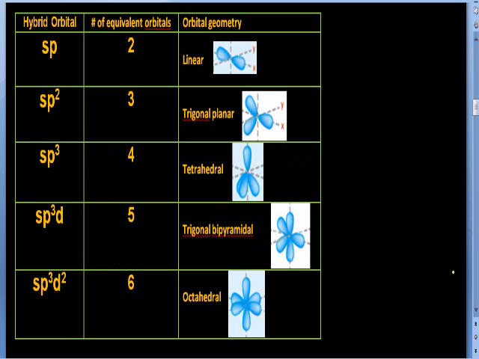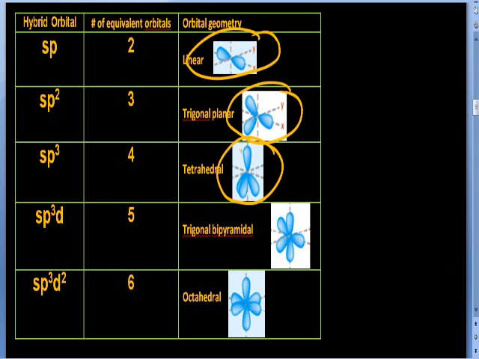Looking at all the orbital geometries, once again, maximum separation of the orbitals, so that the electron pairs in each orbital can repel each other as far apart as possible, is the determining factor in the geometry. For sp, we have a linear geometry; sp2, trigonal planar; sp3, maximum separation is tetrahedral. For sp3d, we get the trigonal bipyramidal orbital geometry, and for 6 orbitals to get maximum separation, the orbital geometry is known as octahedral.